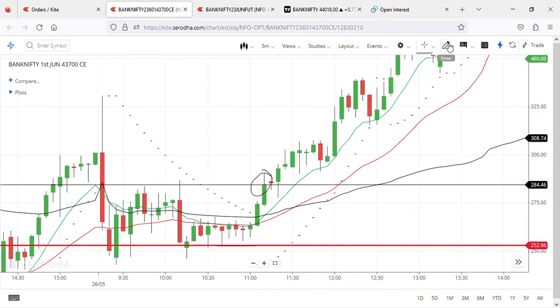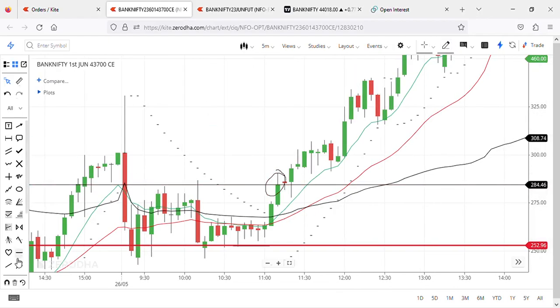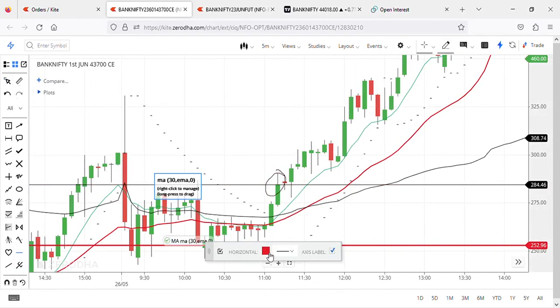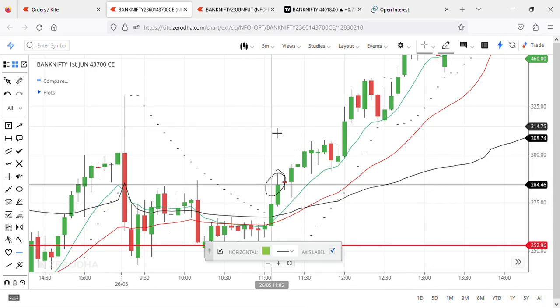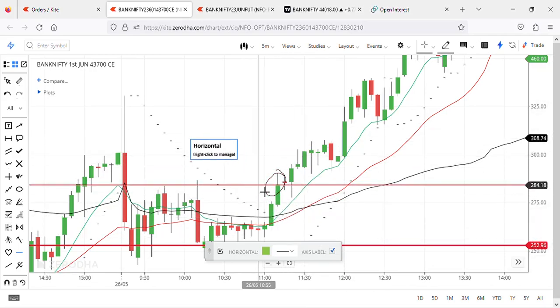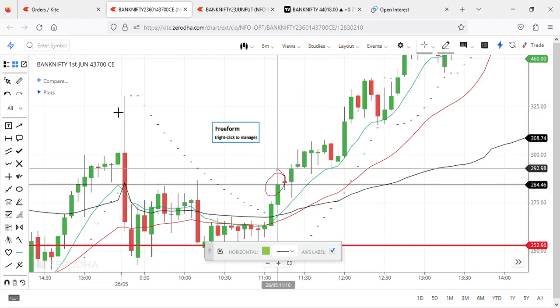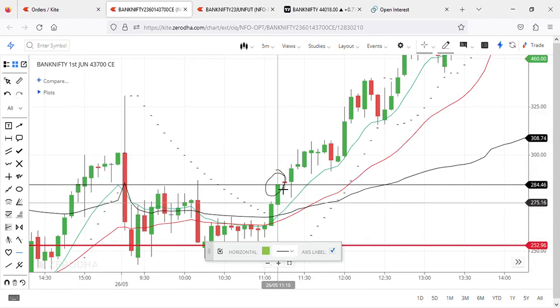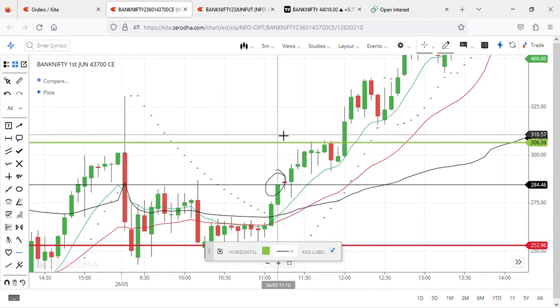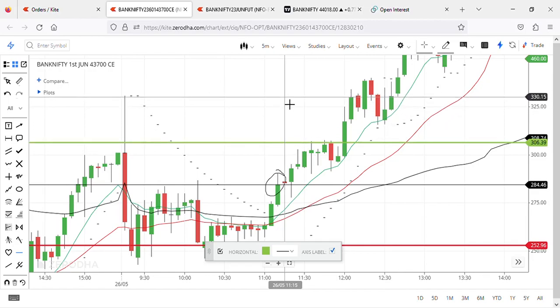Now my first target. What I always do is, when I take more than one lot, I always plan 8 to 16%. So in this case, if my entry is at 284, 8% would mean 306 and 328. So 306 over here, 328 over here.